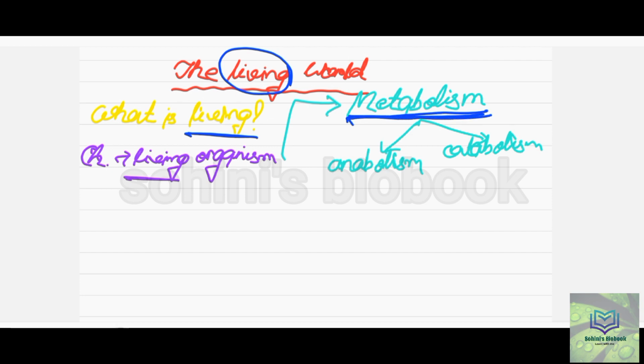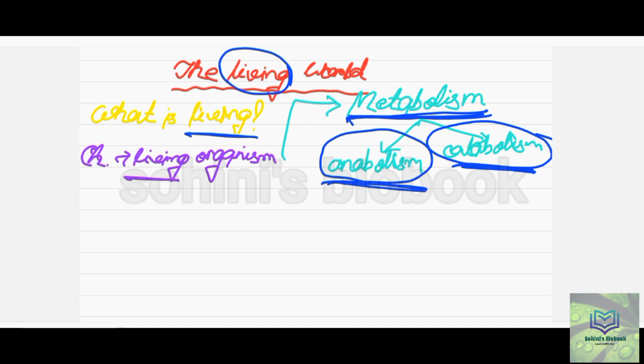If it is the breakdown of something, or the conversion of some complex substances into simpler ones, then we will term it catabolism. Or if it is the gain of mass or dry weight by the formation of a complex substance from simpler ones, then we will term it anabolism. So catabolism is breakdown and anabolism is formation. There are always some reactions going on in our body.